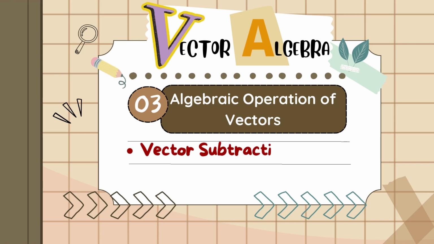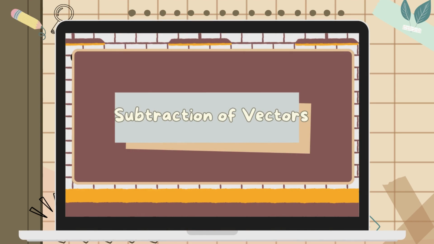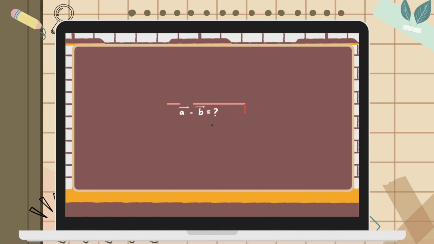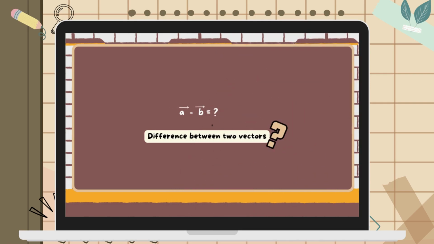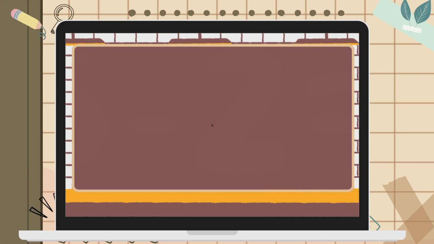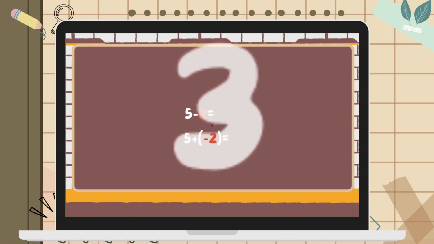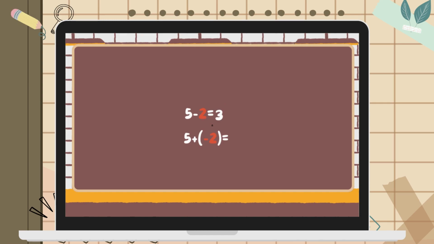And the last operation with vector subtraction. Now, what about the subtraction of the two vectors? What does it even mean to find the difference between the two vectors? Let's find out. Now, can you tell me what is 5 minus 2? Right, it's 3. And what is 5 plus negative 2? Right again. We know that even that is equal to 3.